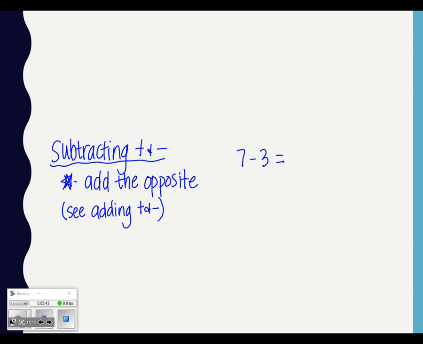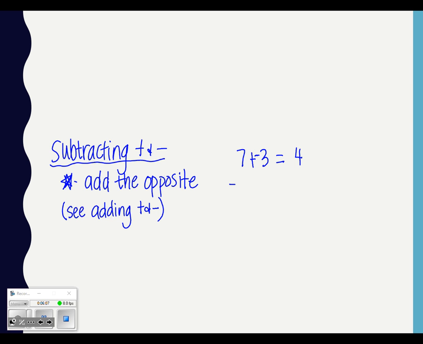So right now I've got positive 7 minus positive 3. Changing it to addition, change the sign of the 3, and now it's negative. And now I'm adding 7 plus negative 3. The signs are different. I subtract. That gives me 4. Keep the sign of the one that had more. That was the 7. It's positive.